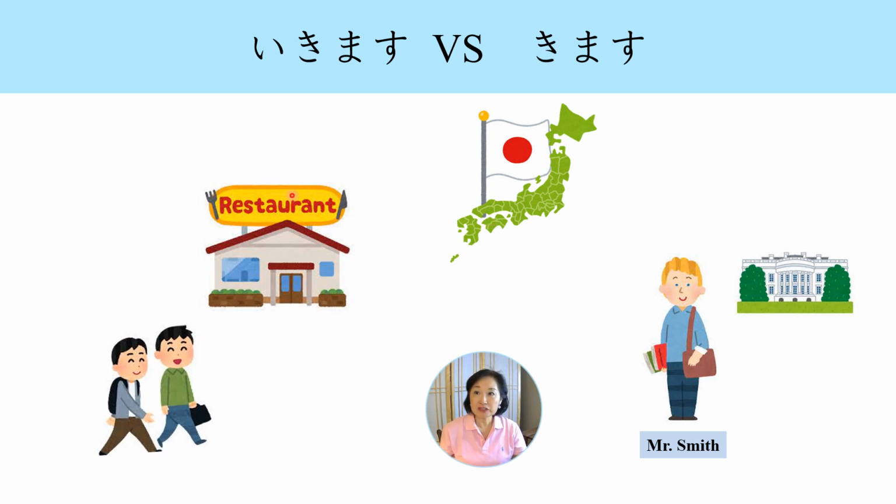And in this picture, the speaker is moving from where he is to the restaurant. So you say, レストランに行きます. We go to a restaurant. Again, the same as English.